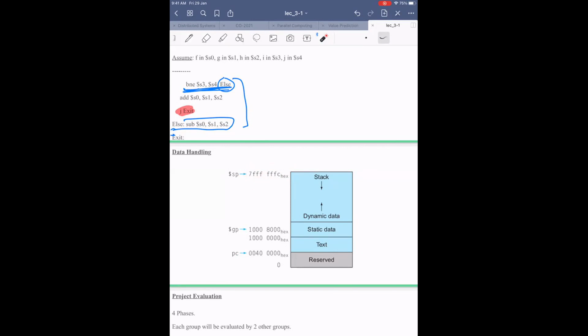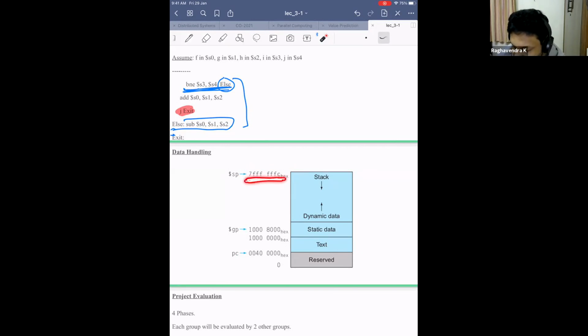Right. Okay. How many bits are there here? Since you asked this question, how many bits are there here?